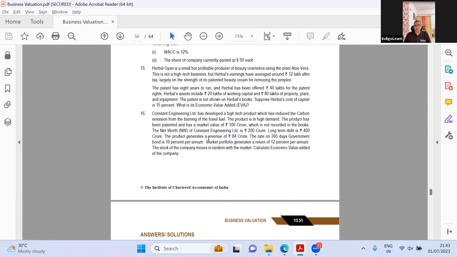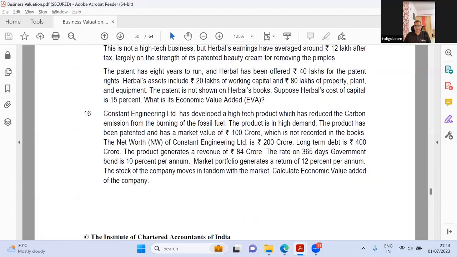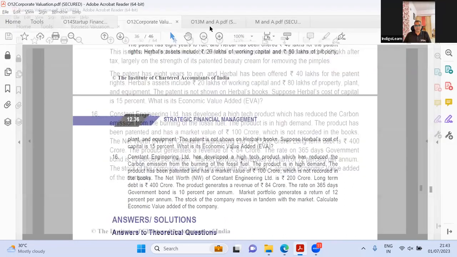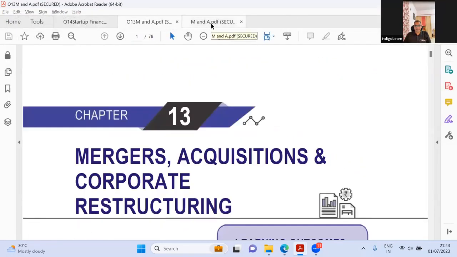But guys, there is a very strong possibility of theoretical as well as practical questions being asked with respect to valuation of distressed companies, startups, and professional and a bunch of other stuff which is there in the new syllabus. Okay, so I think this chapter there is a good development, and I appreciate that. Now let us come to the next chapter, which is M&A.